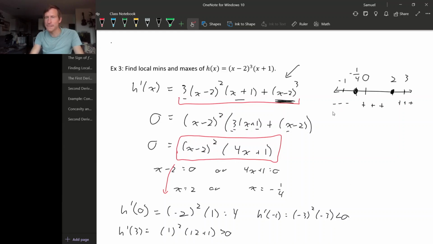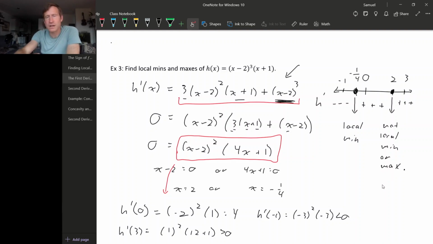So negative. All right. Now we can use the first derivative test. This is a sign chart for h prime. At this critical number, the first derivative is switching from negative to positive. That means this is a local minimum. And at this critical number, at x equals 2, the derivative isn't changing sign. It's positive, but then it's still positive. So this is not a local min or a local max.